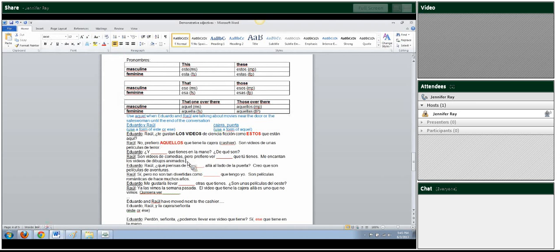Okay. Son videos de unas películas de terror. Y blank que tienes en la mano, ¿de qué son? And those that you have in your hand. So Eduardo is saying to Raul, and those that you have in your hand, he's got to say those because they're in Raul's hands, not in Eduardo's. And if it's those, it's ese, esa, esos, esas. And we're still talking about videos because he says de qué son, videos de comedia. So we know we're still talking about videos. So esos is the one that's going to match videos.